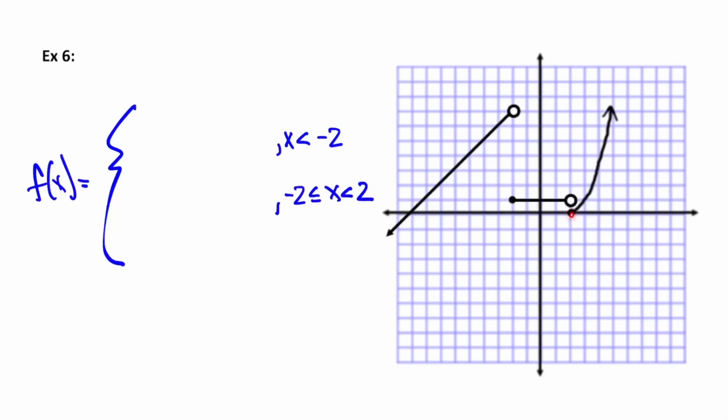And the last one, you notice, is a closed circle. So that's going to be x is greater than or equal to 2. So again, it doesn't matter what order you find these pieces. Just make sure you put them in the appropriate domain. So this is a constant. That's just going to be 1, but you have to put it between -2 and 2. That's just 1. This piece here is linear.